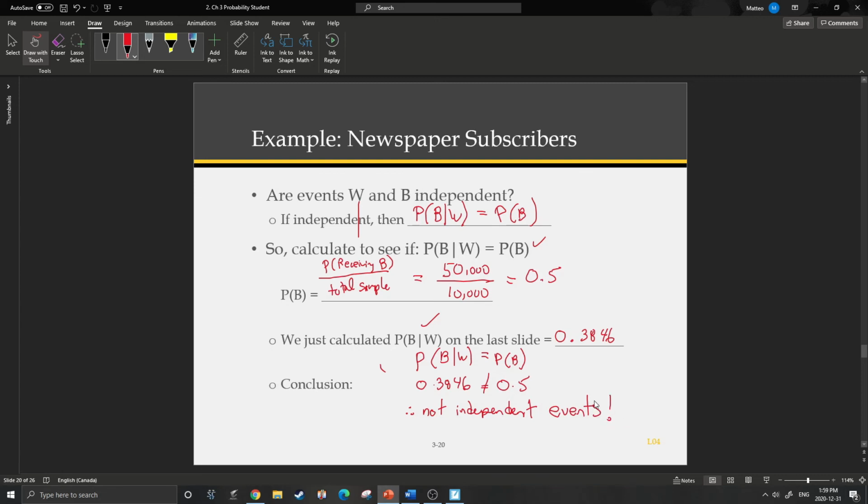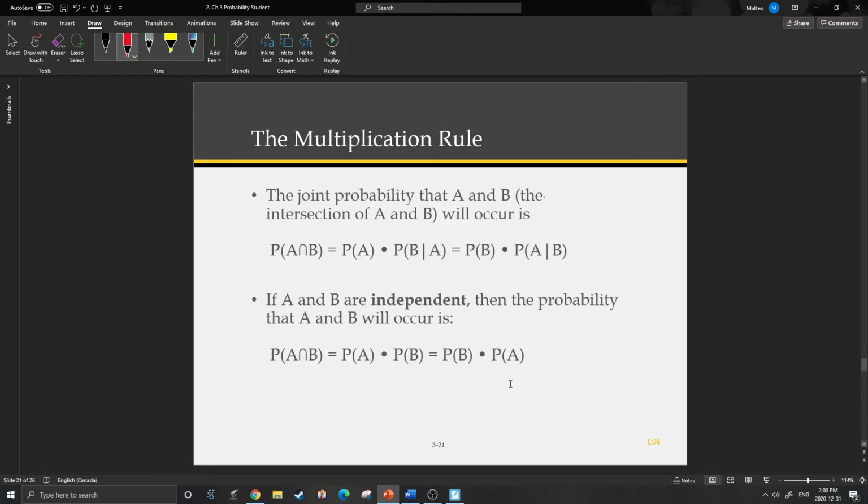There. Now, it is kind of an ugly question, not my favorite question, but I needed to show you because the course calendar says that we learn this stuff. So they are not independent events. We can say they are dependent. So the data seems to suggest that there is some sort of thing going on between the Brandon Sun and the Winnipeg Free Press. Whether you're getting one or the other might be dependent on whether you're getting one or the other. Fascinating. Perfect.